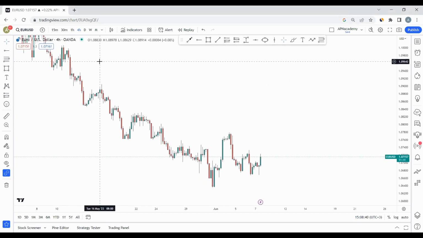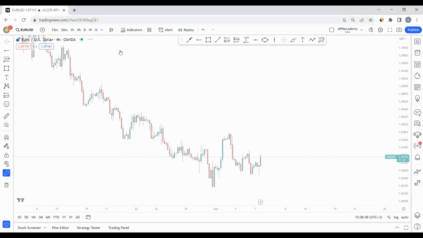As usual, if you've been following this channel, we start from monthly for our direction, weekly and daily for structure, and then our entry time frames are H1 and H4. So I'll just start from monthly time frame here.